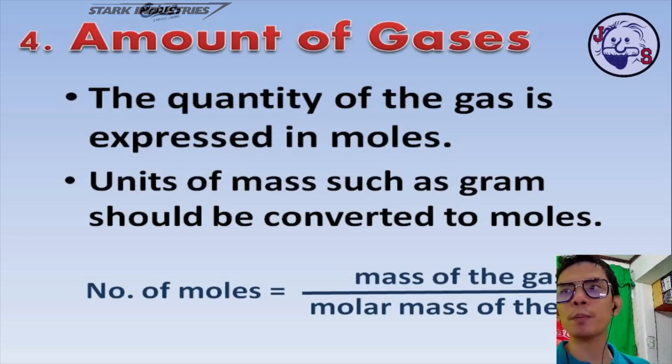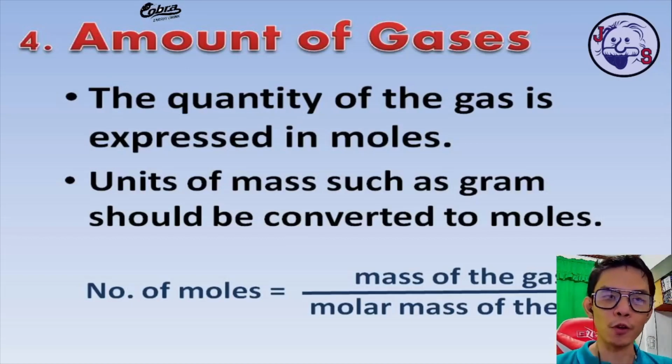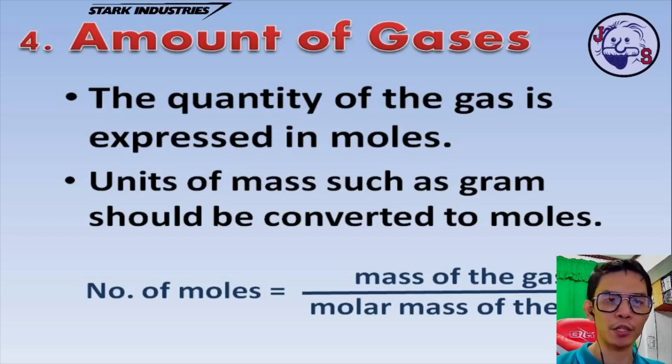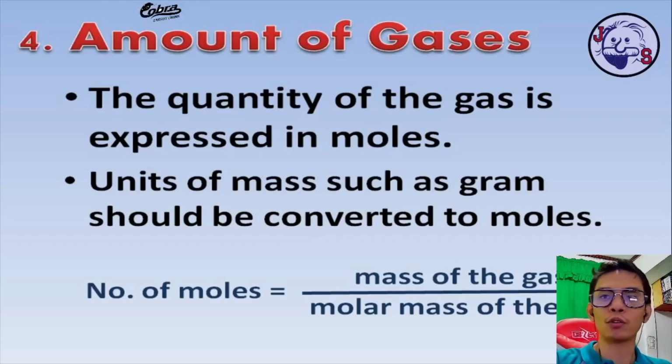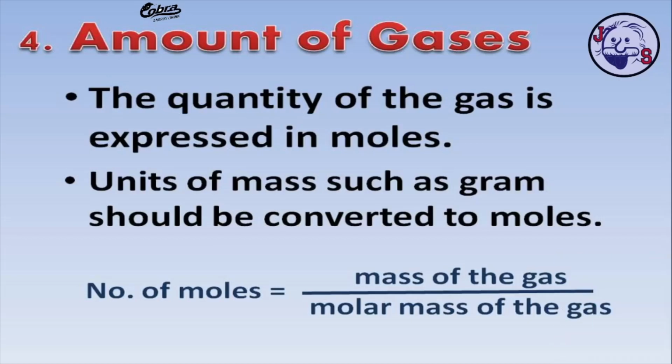Now, the unit of mass, such as in grams, should be converted into moles. Suppose that you have encountered a certain gas that is measured in grams. Now, in order for you to find out how many molecules that particular gas contains, you need to convert it into moles. This is the basic formula in order for you to do that: number of moles is equal to the mass of gas over the molar mass of gas.